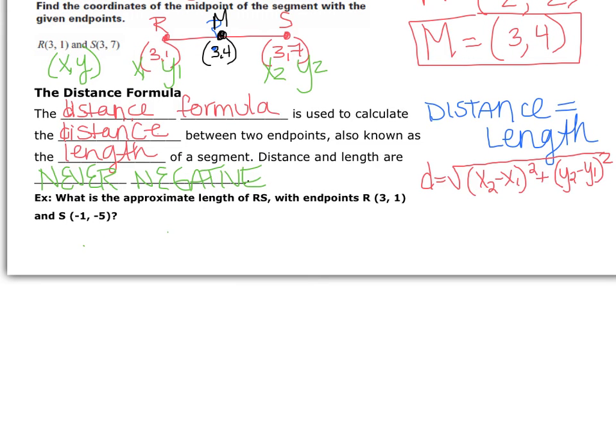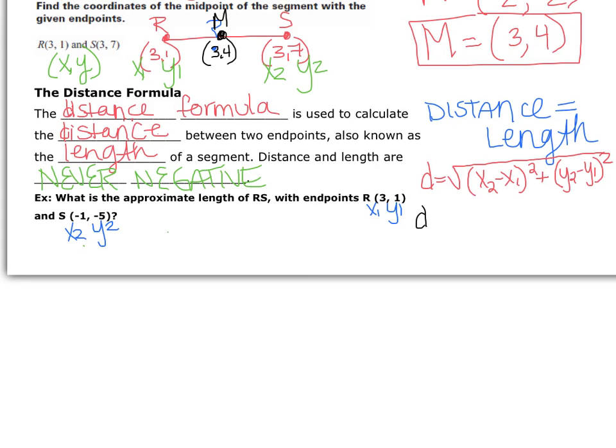Now, let's look at this example. What is the approximate length of RS with endpoints R at 3, 1 and S at -1, -5? So again, we don't need a graph piece of paper right now, because all we're going to do is this distance formula. I am going to show you when we get to class another way to do this, so you can use the graph paper to kind of help you out. So again, you always start with the formula, what we have written there, then you're going to label your coordinates. So we have x1 and y1, x2 and y2.